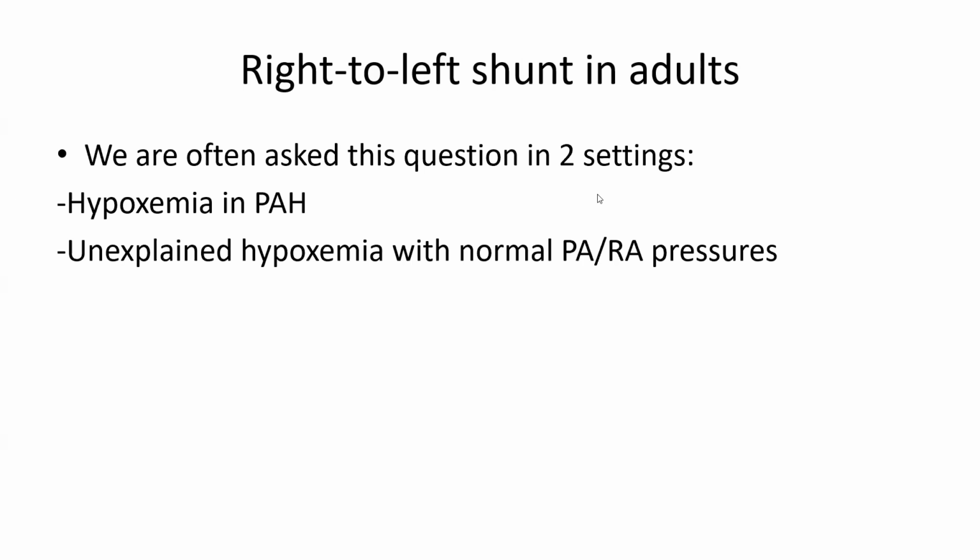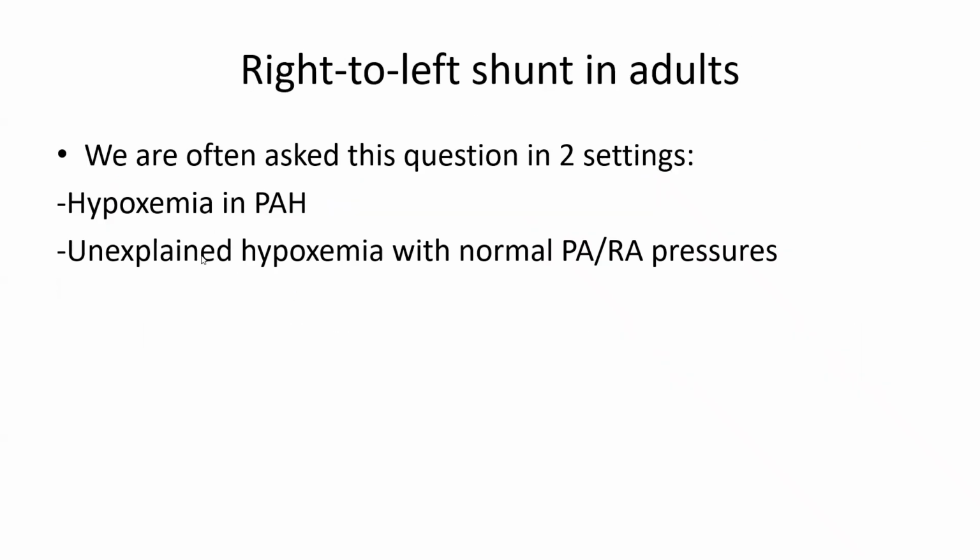So we are often asked the question about, does the patient have right to left shunt in two settings? Somebody who has pulmonary arterial hypertension on echo and cath and he's hypoxemic. Another setting we are often asked about is somebody with unexplained hypoxemia and who has a normal PA and RA pressure, but hypoxemia without a clear explanation. Those are the two common settings.